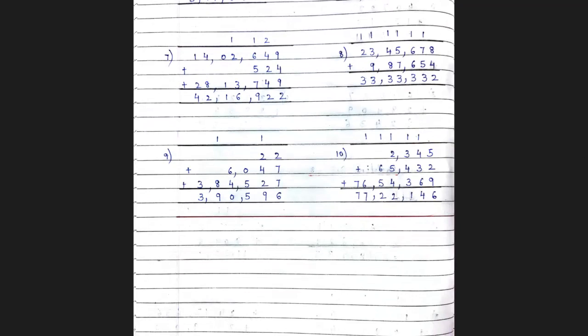14,02,649 plus 524. So 4 in the units place, 2 in the tens place, 5 in the hundreds place. So that's 524 plus 28,13,749. Okay. Same way, question number 9. Very similar to the other sum that we have done.